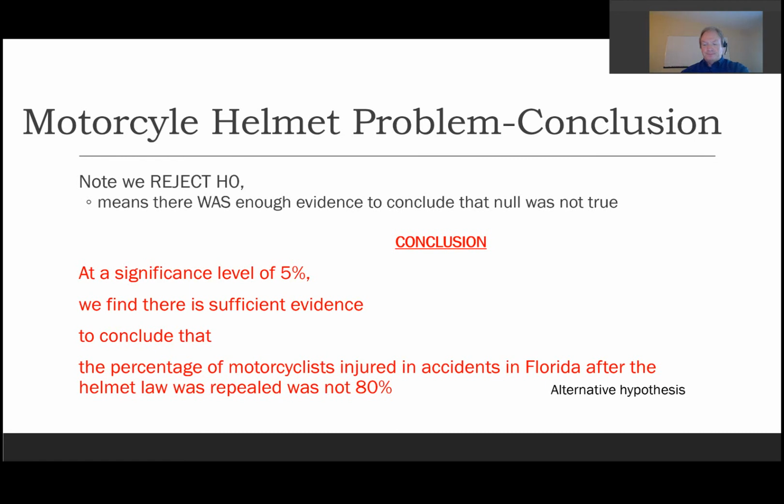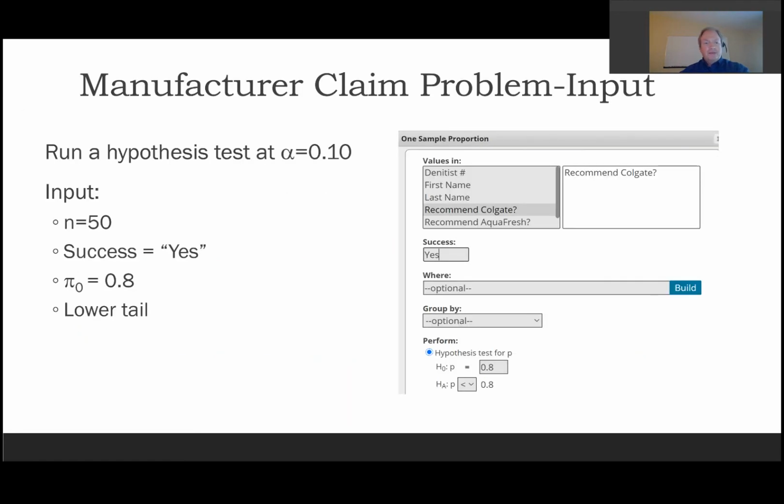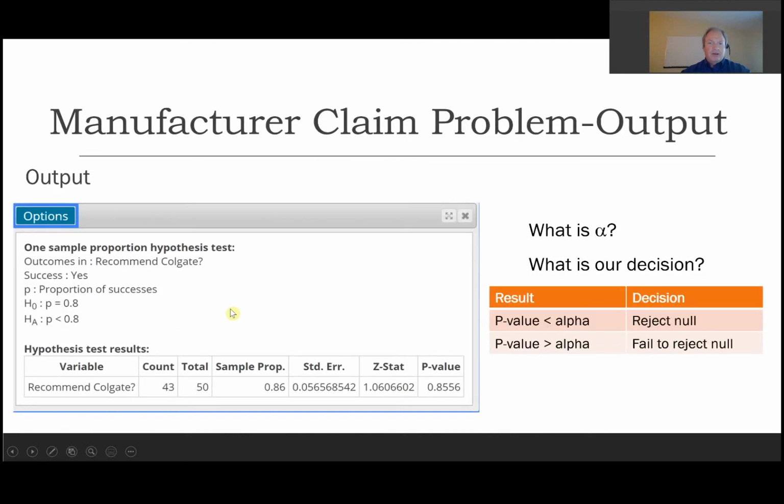Okay. What about the Colgate? Well, let's run a hypothesis test at alpha equal to 10%. We put all of our input in here, right? Did our calculations. We got a p-value of 0.856. That's a p-value of 86%. Okay. So our alpha here was 10%, but the p-value is larger. It's 86%. So we fail to reject.